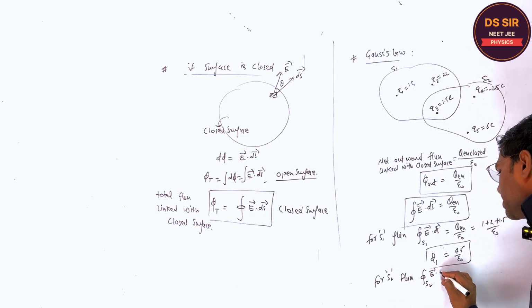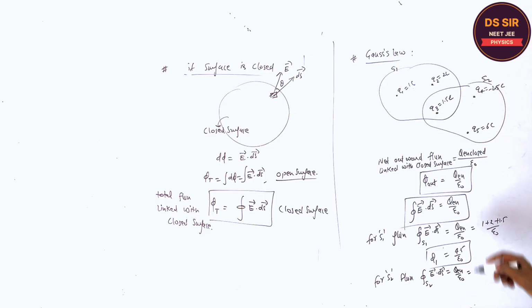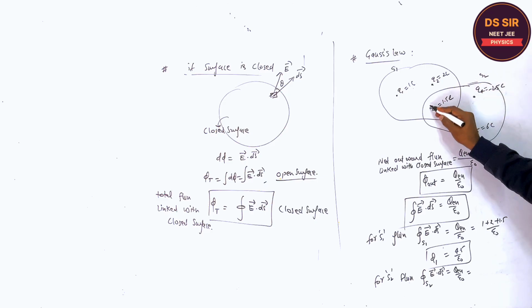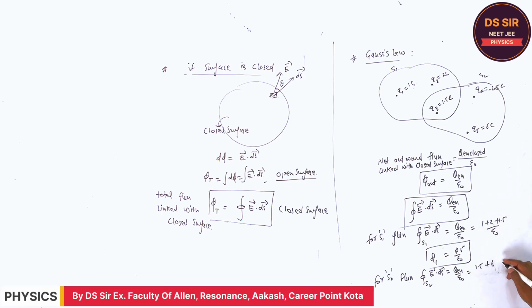For S2, the representation is equal to charge enclosed divided by epsilon naught. Yes, this is the surface S2. Fine. What is the charge enclosed, you tell? 1.5 plus 6 minus 2.5 upon epsilon, right? So this is 5 upon epsilon naught. Is it clear or not, you tell?